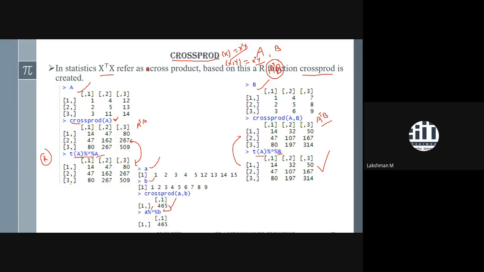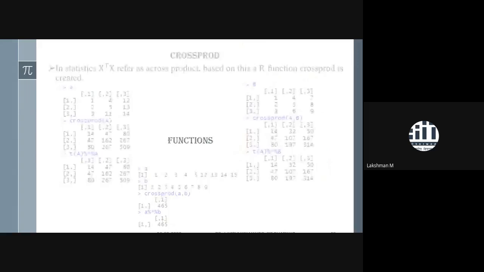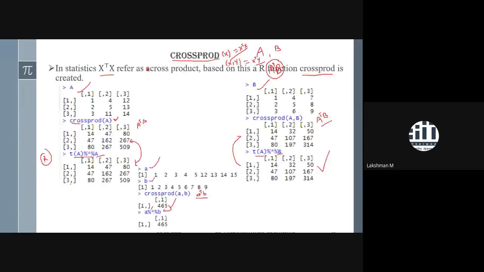So what does it mean? It is talking about A transpose. Cross product means the cross product operation: A transpose A, A transpose B. I had already mentioned that it is another definition of inner product in linear algebra. In linear algebra, we will not go for this kind of inner product definition. We always go for the A transpose B kind of definition of inner product.